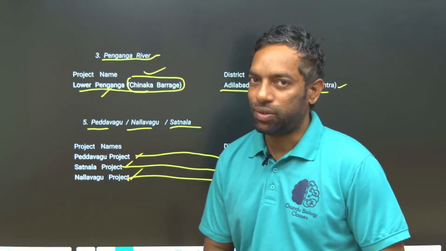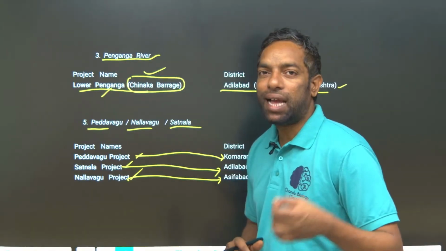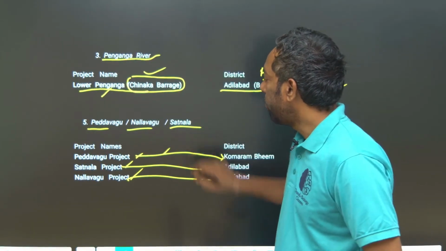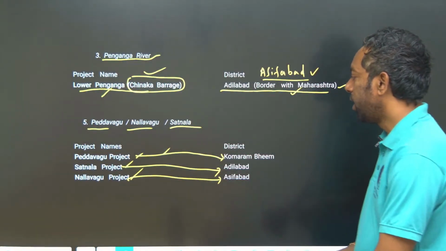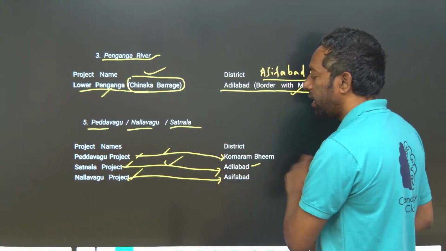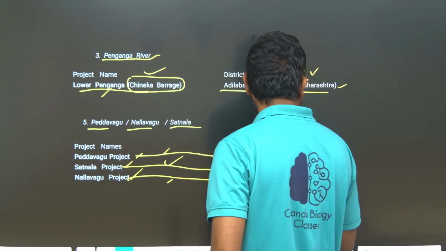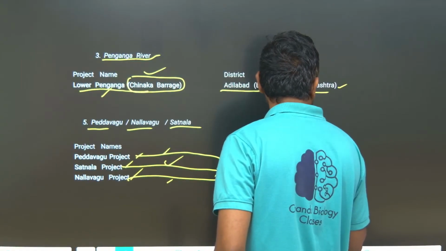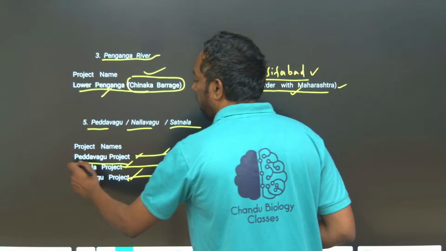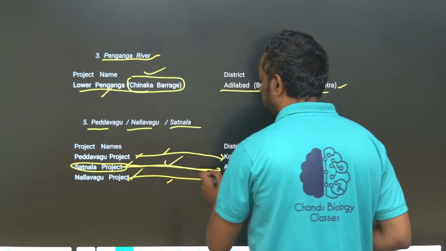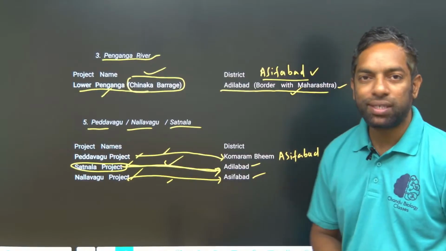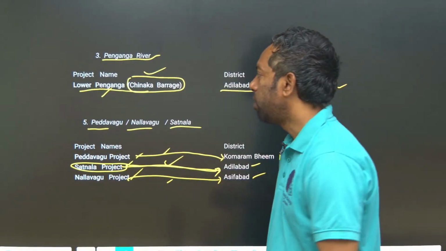This is also important from an exam point of view, guys. They can ask you about the minor rivers also. They are asking the minor points also. You just have to be focused on everything. Peddavagu is Komaram Bheem Asifabad, Santala is Adilabad and Nallavagu is Asifabad. Santala is Adilabad. Peddavagu and Nallavagu are Asifabad and Santala is Adilabad.